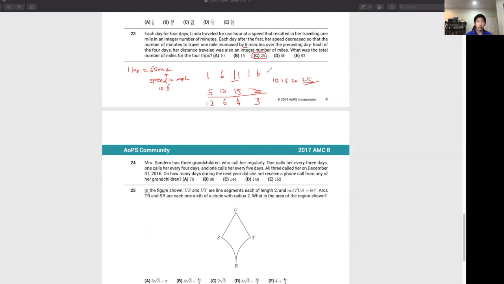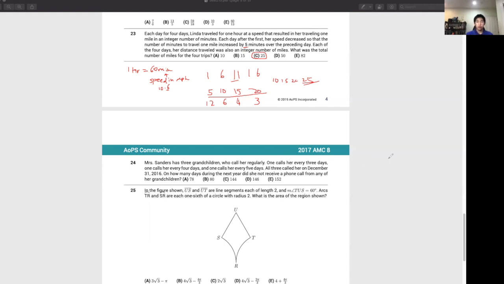Okay, next. Mrs. Sanders has 3 grandchildren who call her regularly. One calls every 3, one every 4, and one every 5 days. All 3 called on December 31st, 2016. On how many days during the next year did she not receive a phone call from any of her grandchildren?